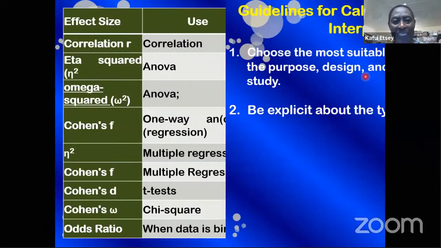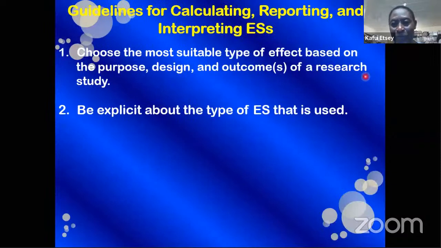So when we are interpreting, there are some guidelines that we look at. What are the guidelines for calculating, reporting, and interpreting effect sizes? There are a few guidelines we are going to look at, and that will be the end of it. Number one, choose the most suitable type of effect based on the purpose, the design, and the outcome of your research study.